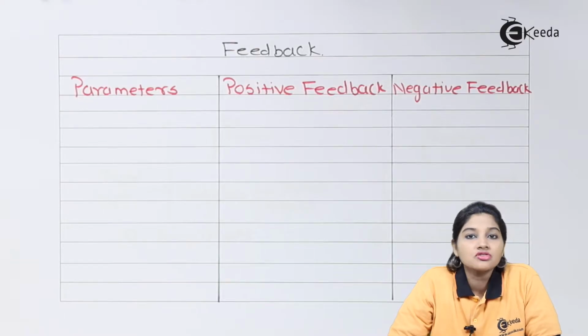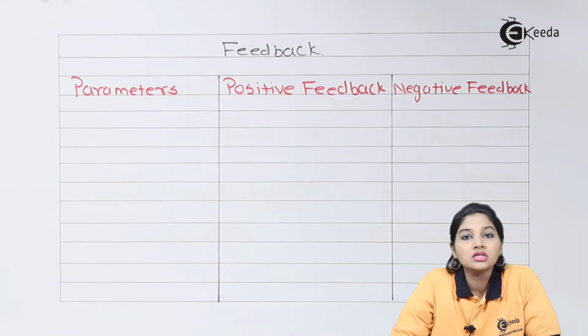Feedback is basically considered as a process of applying output or part of output again back to the input. With the help of feedback, we can have many applications in electronic circuits. Basically, there are two types of feedback, positive feedback and negative feedback.